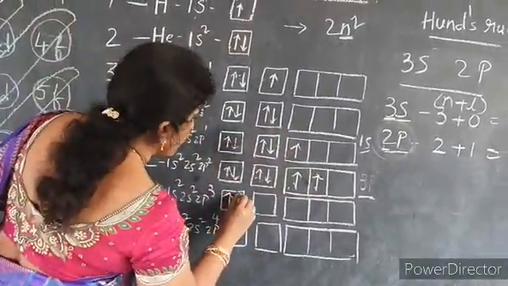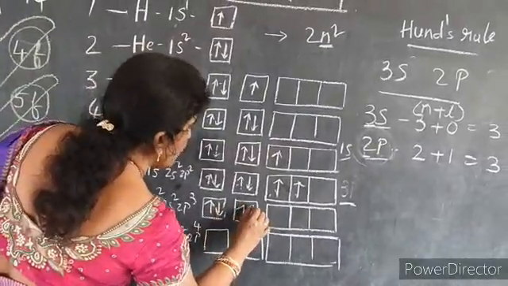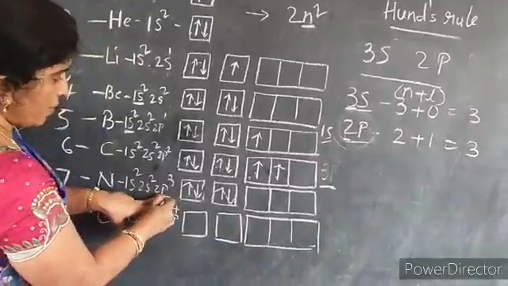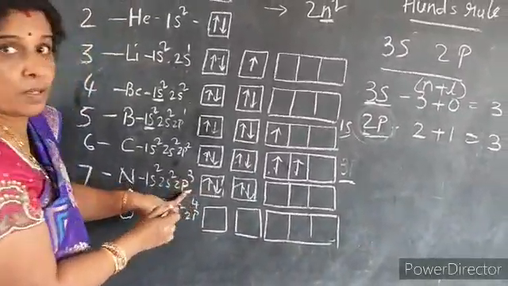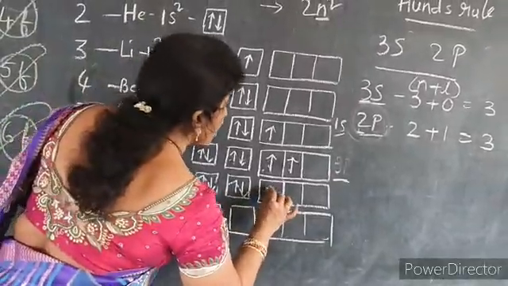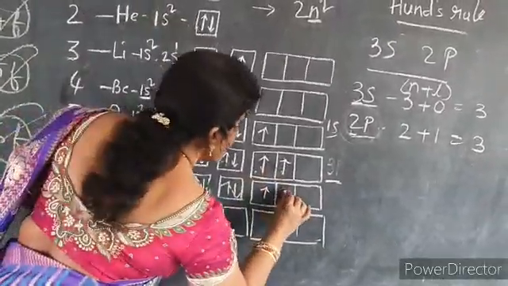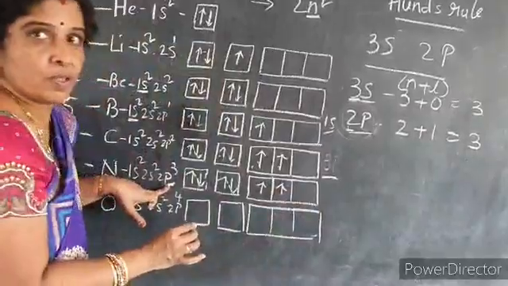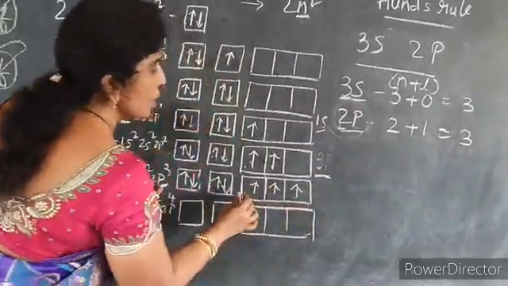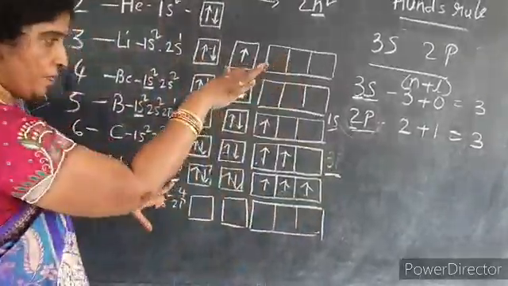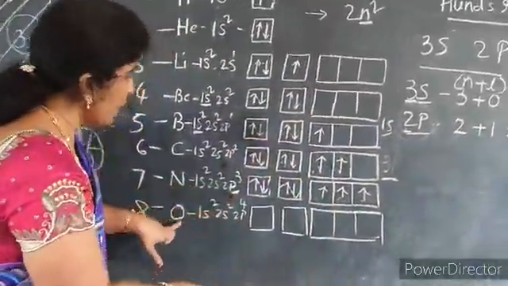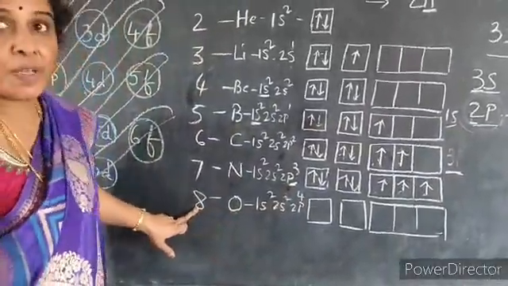Now next take for example nitrogen. How do we write the configuration? 1s is filled with 2, 2s is filled with 2 electrons. Now there are 3 electrons in the p orbital. So what happens? One electron goes here, and again in the second orbital, and the third orbital. What did we notice here? All the 3 orbitals are singly occupied. They are half filled.